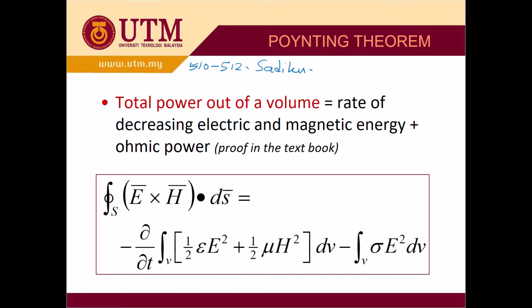By definition, the total power out of a volume is equal to the rate of decrease of electric and magnetic energy plus the ohmic power. That means a volume consists of the electrical power, the magnetic power, and also the ohmic power, which is the lossy part.